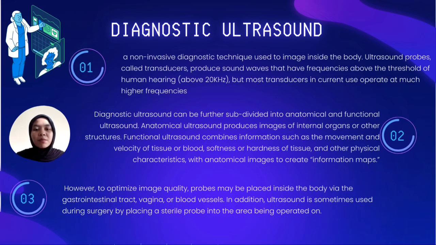This ultrasound can be further subdivided into anatomical and functional ultrasound. So the first one is anatomical ultrasound. This technique will produce images of the internal organs or other structures. Meanwhile, functional ultrasound will combine information such as the movement and velocity of the tissue or blood, the softness and hardness of the tissue, and other physical characteristics with the anatomical image to create an information map.